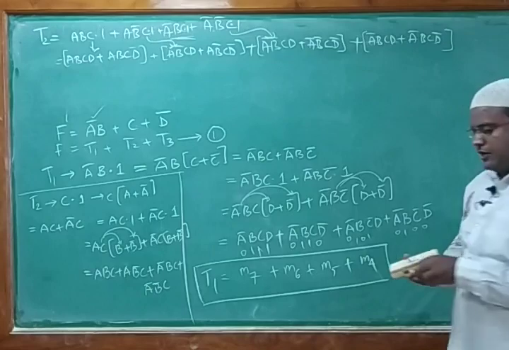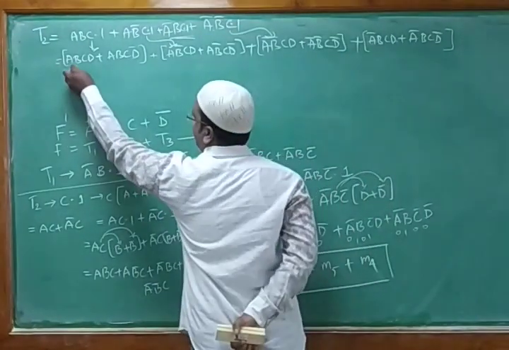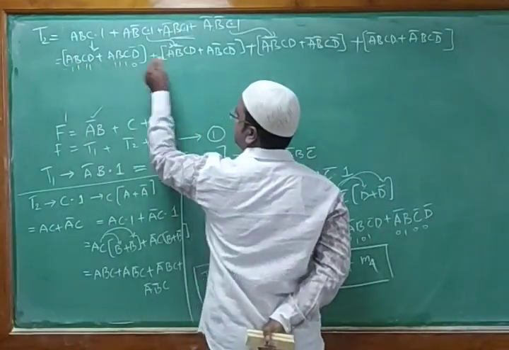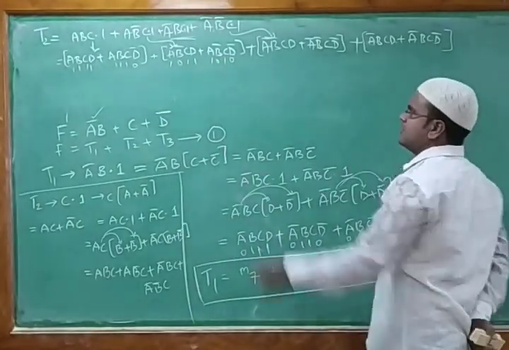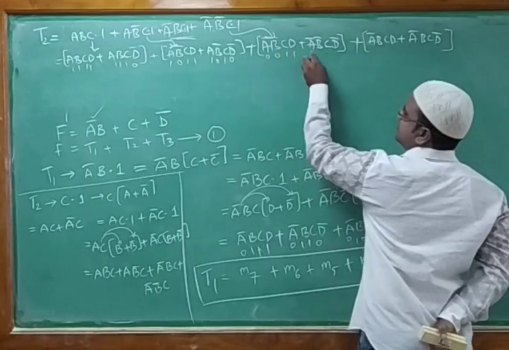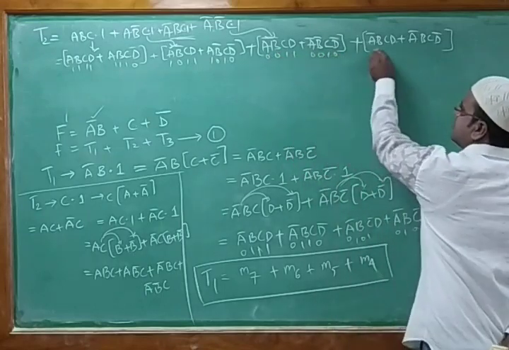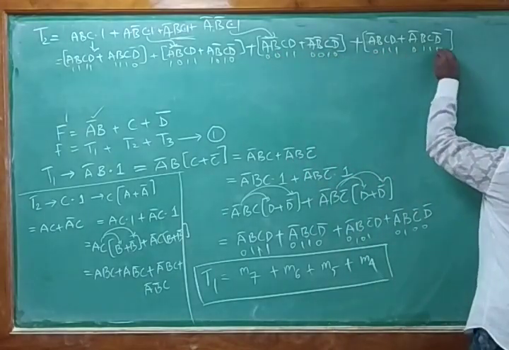So what is this value we need to write? Here it is 1 1 1 1. This is 1 1 1 0. 1 0 1 1. So 1 0 1 0. Similarly 0 0 1 1, 0 0 1 0. This is what? 0 1 1 1, 0 1 1 0.